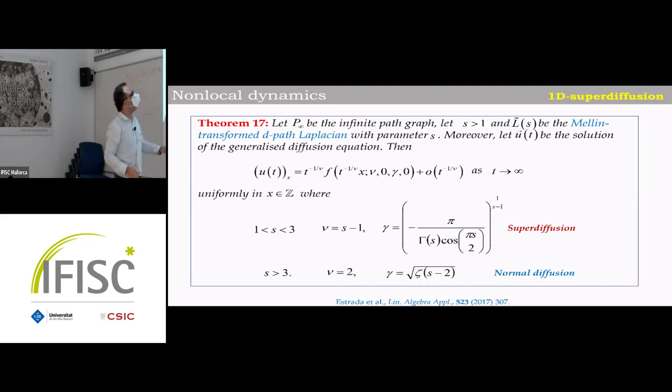Now, if you do this, what we prove analytically is that when this parameter s is exactly between 1 and 3, you have superdiffusion. However, if s is strictly larger than 3, then what you have is normal diffusion. So we are able to reproduce the experimental results obtained in that particular experimental setup by considering the transformed d-path Laplacians with this particular transformation, which is known as the Mellin transform. For other transforms, like the exponential one, the Laplace transform, superdiffusion never occurs. So you can accelerate this process, but the scaling with time is always linear for the mean squared displacement.